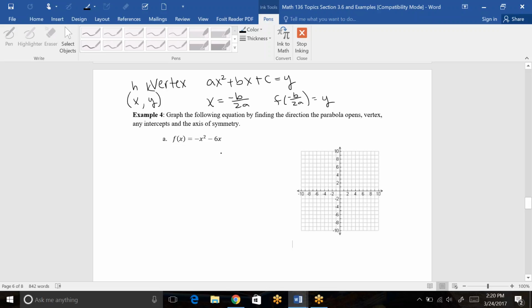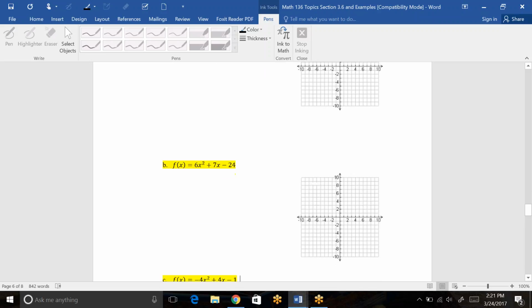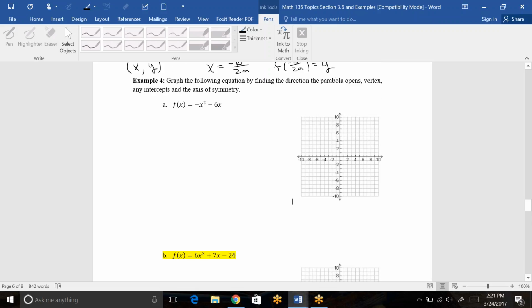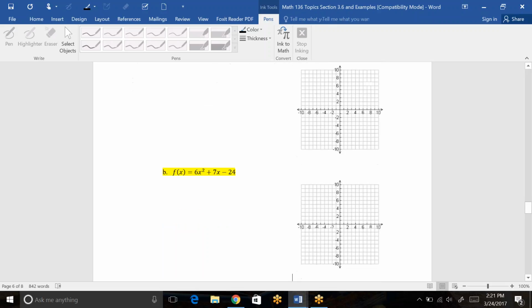Remember, that's just plugging in 0 for one letter at a time. And we could determine if the parabola opens up or down depending on if the leading coefficient was positive or negative. And then we also said the axis of symmetry, the vertical line that splits the parabola in half, is always x equals negative b over 2a. So that's kind of what we discussed in class. We're going to look at a couple more examples of graphing to finish out section 3.6.